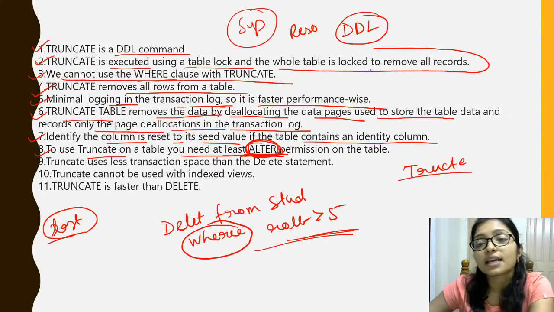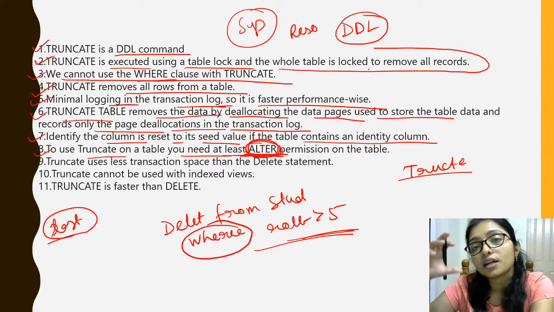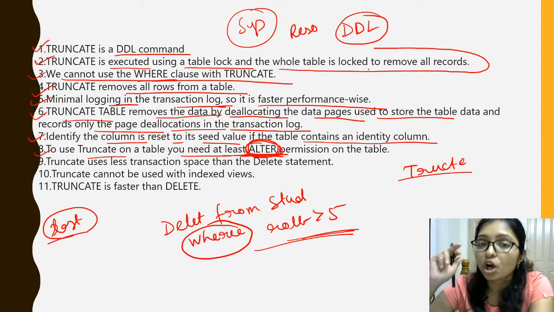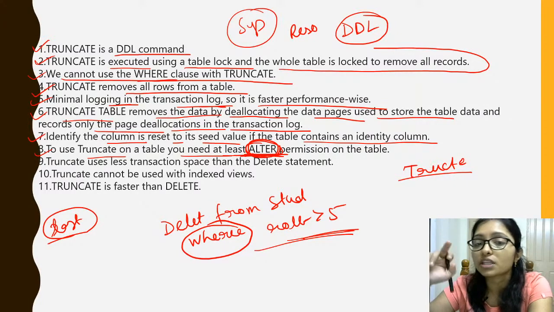So if you are the user and you do not have the alter permission, then you cannot apply the truncate, because it is operating on the structure. Although it is deleting the data, it is operating on the structure. That's why alter permission is required for the truncate, but for the delete alter permission is not required.